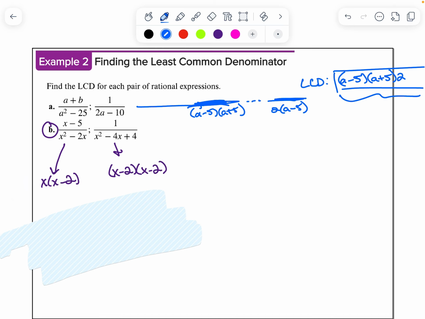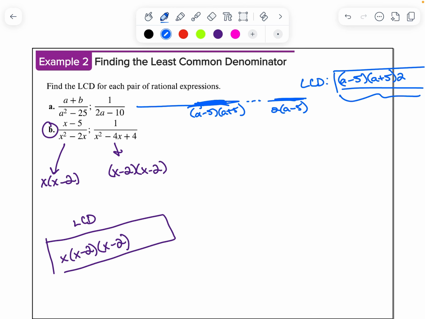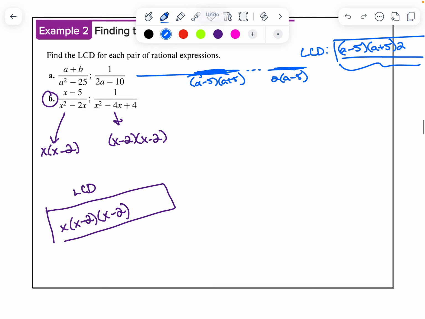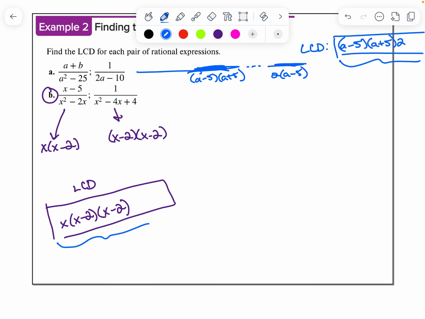So this is what those denominators look like factored, x and x minus 2 and x minus 2. So if I make a box, try and put everything in there, I definitely need an x, I definitely need an x minus 2, and here I have an x minus 2, I need another x minus 2. So my least common denominator is x, x minus 2, and x minus 2.